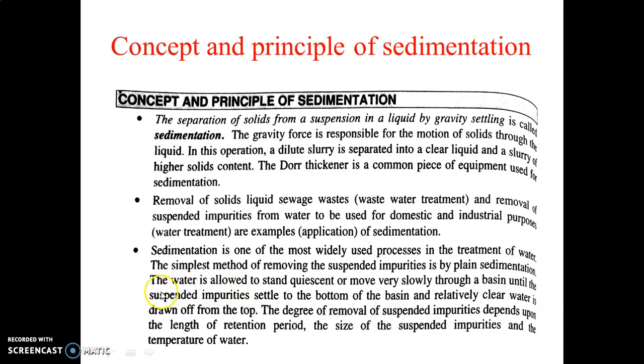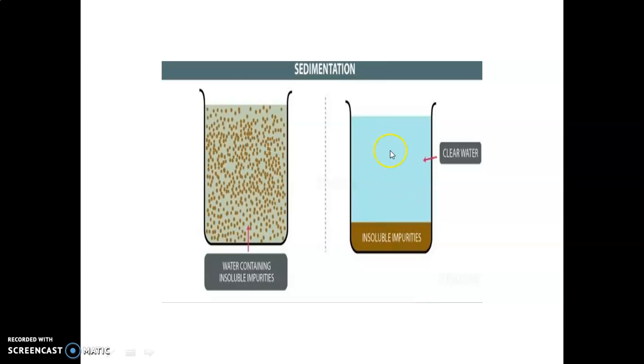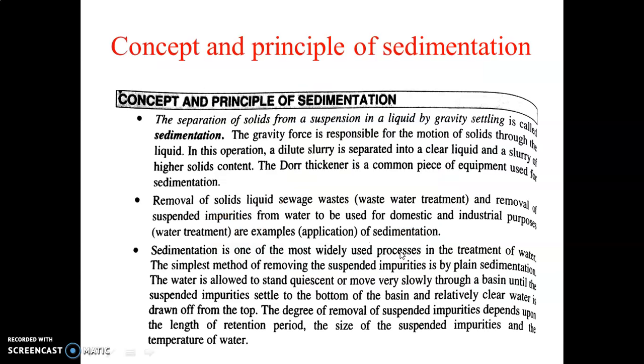So what is happening here? The water is allowed to stand quiescent or move very slowly within a basin. That means we just put the water in a tank or basin. Basin is nothing but a tank. While doing this, the suspended impurities settle at the bottom of the basin, and the clear liquid is drawn off from the top. As shown in this figure, clear liquid goes in the upward direction, and suspended impurities settle down.